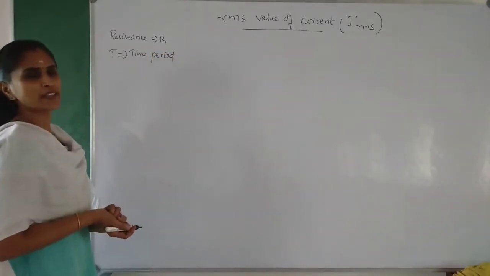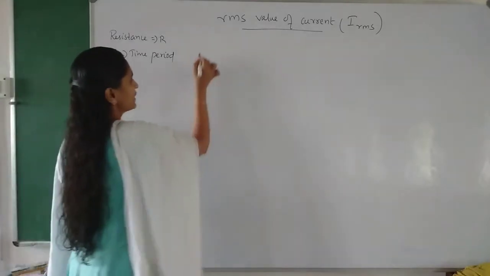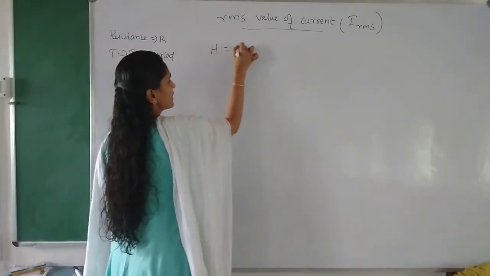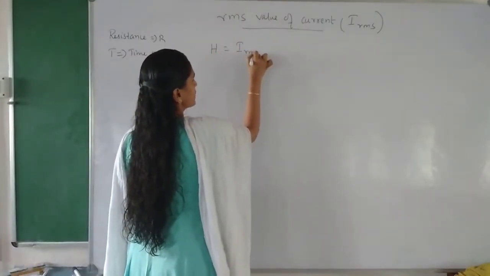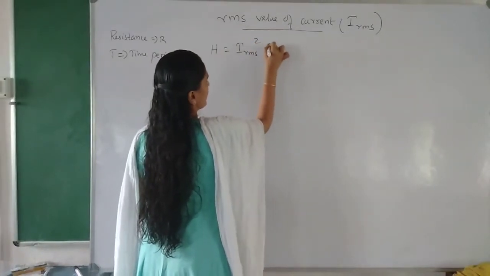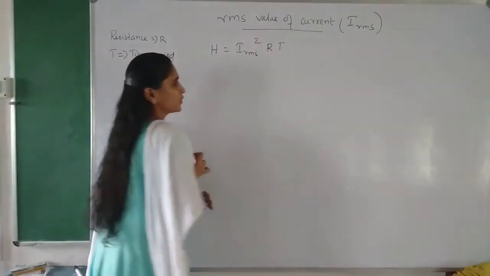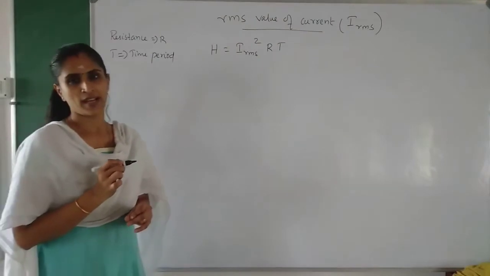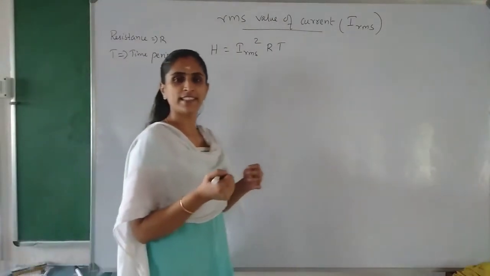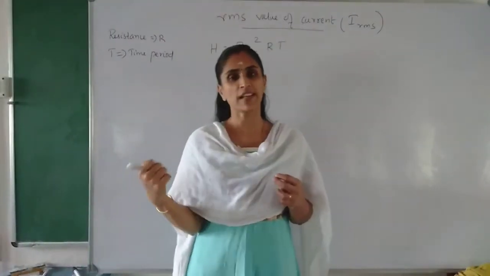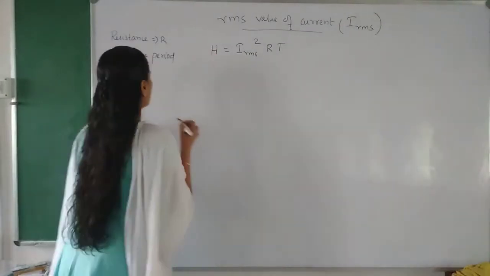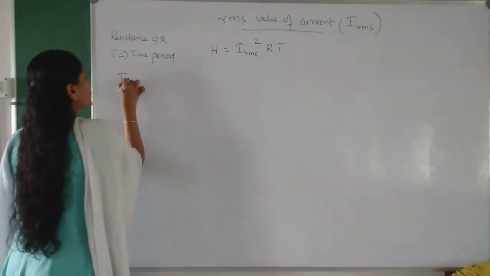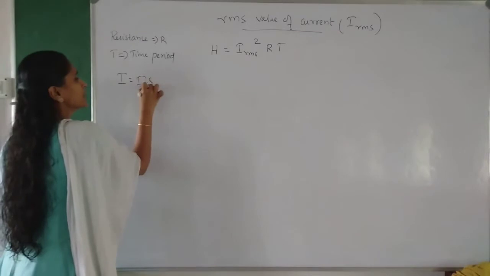So the expression for heat energy dissipated can be written as I RMS square R. Now, we can find heat energy by using the AC value also. AC voltage current is given: I is equal to I0 sin omega t.